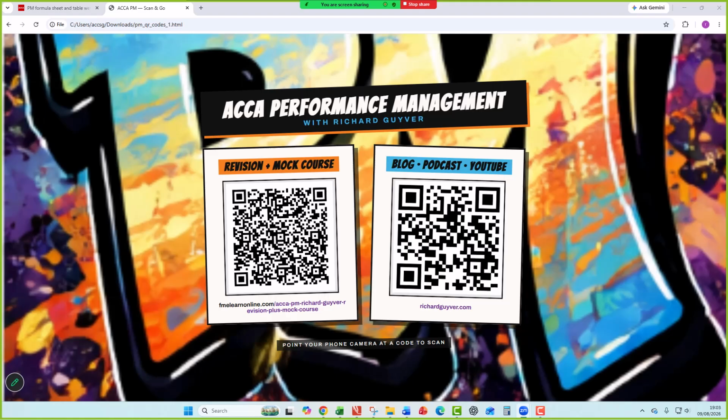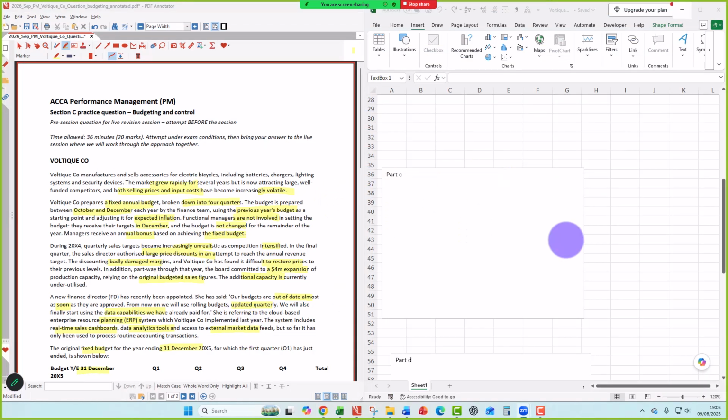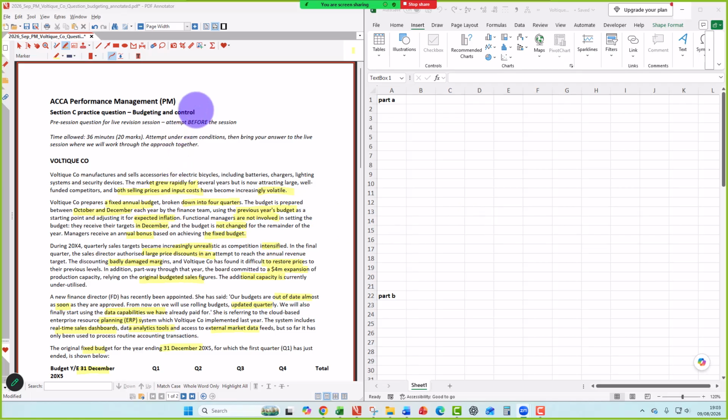About 3 minutes in now, so I'll make a start on this question. I do hope you've all had a good chance to have a look at it. I've got the question here on the left. I wrote this question and I tried to incorporate a few things into it whilst I was writing it.